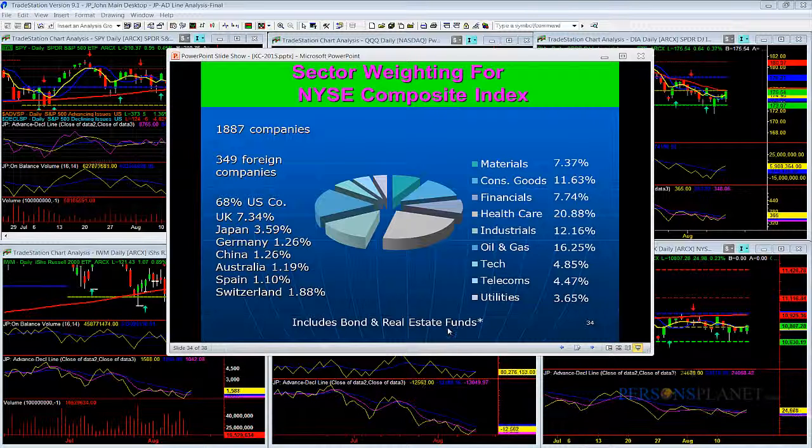Number three, look at the sector weightings as a whole. The strongest weight on the NYSE is healthcare with 20%. Next is 16% with oil and gas. So if healthcare takes a plunge, and if the oil and gas sector takes a plunge, you might not get the true directional strength of a market.